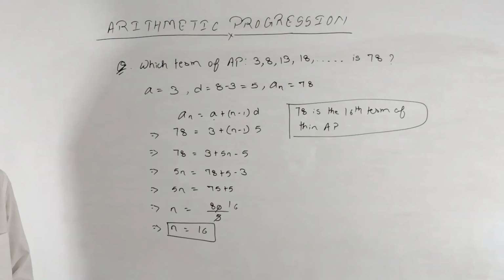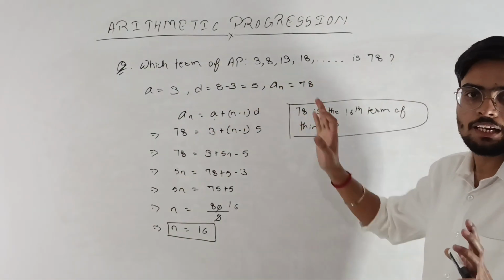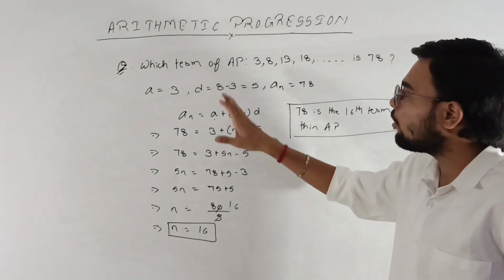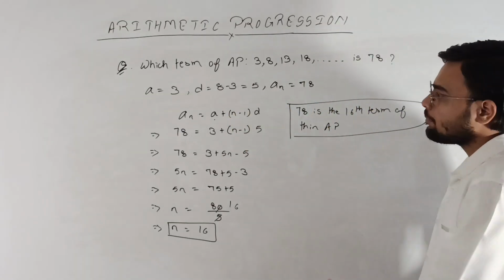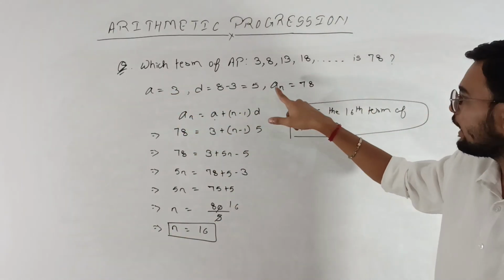Let's see one more time. We have an AP that is 3, 8, 13 and 18, and we have to check that 78 is which term of this AP. From this AP I have a, that is 3, d, that is 8 minus 3, which is 5, and an.